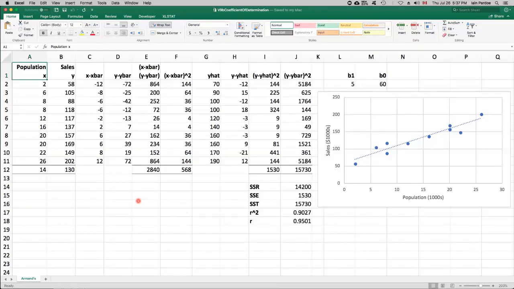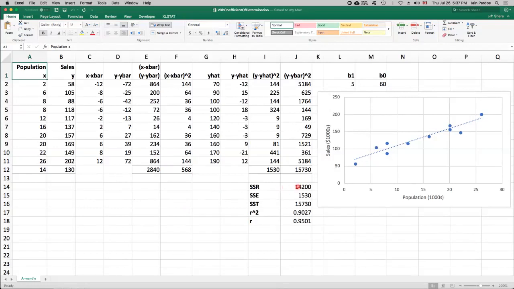In this video, I'll talk about calculating the coefficient of determination, also known as R-squared, for a simple linear regression model. So we'll use the same example we used in the last video, and this time we'll do a couple more calculations that will allow us to calculate R-squared.